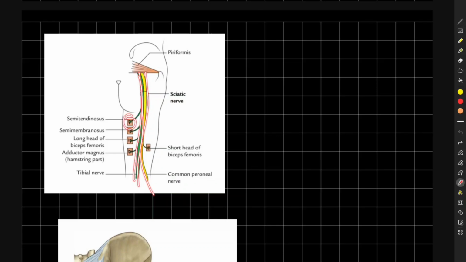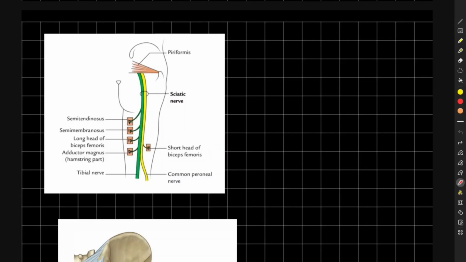Tibial part supplies the semitendinosus, semimembranosus, long head of the biceps femoris and the adductor magnus. So these are, अगर हम बोलेंगे, पूरे hamstring muscles. हमने जो मसल का वीडियो कराया उसमें बताया था hamstring compartment की क्या क्या peculiarities हैं. The common peroneal nerve supplies only the short head of the biceps femoris as a part of the sciatic nerve.